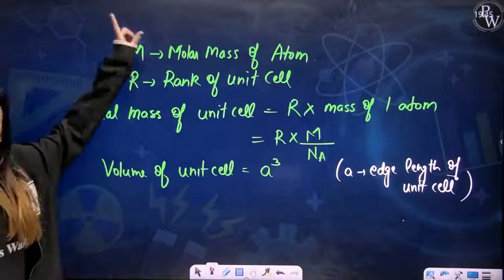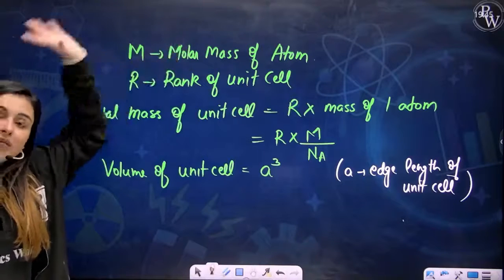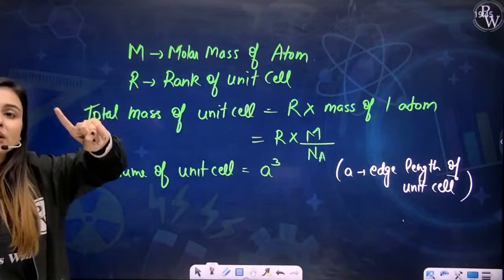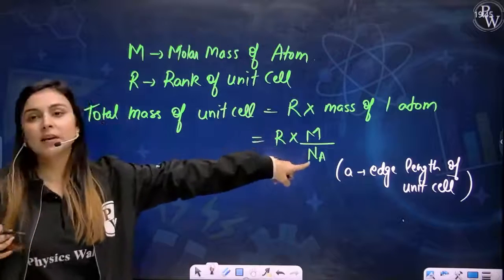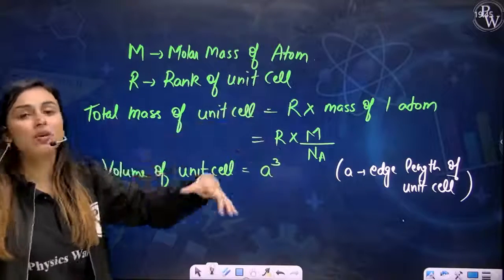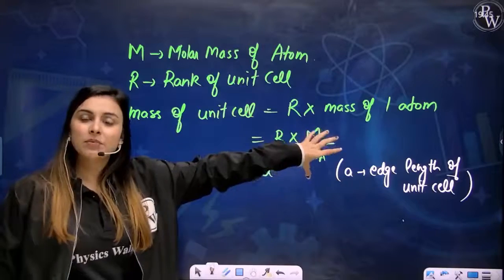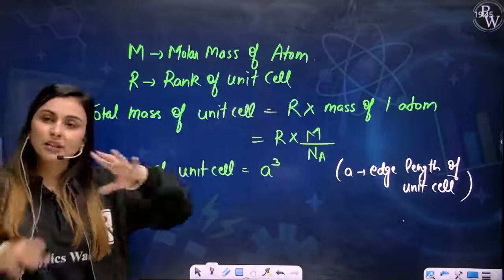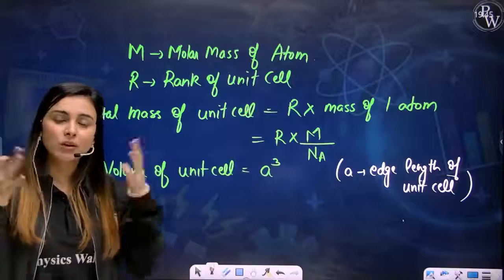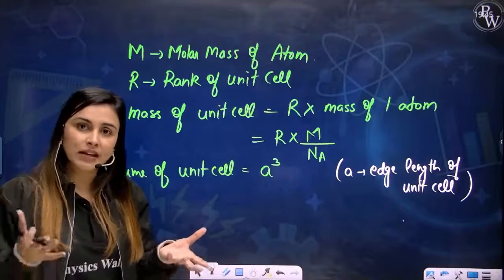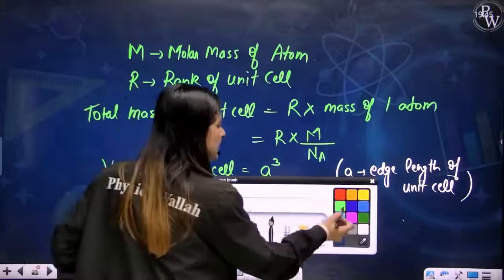We know the molar mass. Molar mass is for Avogadro number of particles. If you want to calculate for one, you'll have to divide the molar mass by Avogadro number. R is the number of atoms actually present in a unit cell. That is the rank. So if I multiply the mass of one atom by the rank, I'll get the total mass of all the atoms present in the unit cell. Yes. So now just calculate the density.